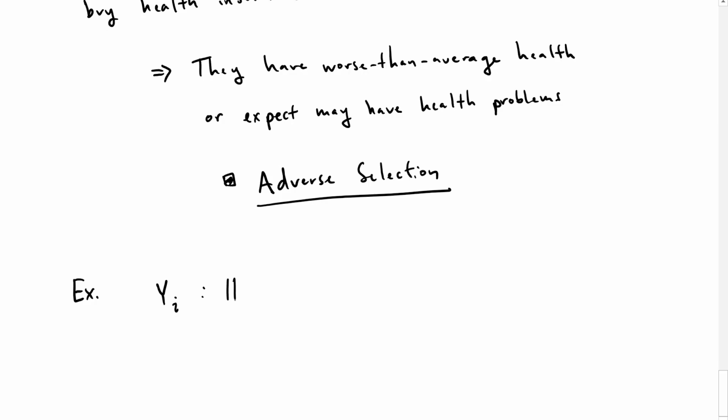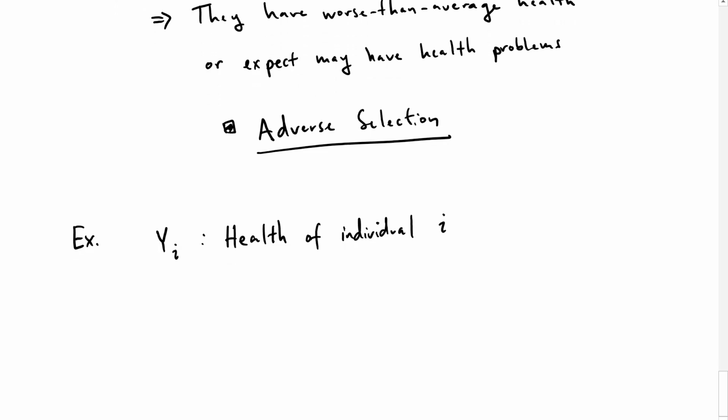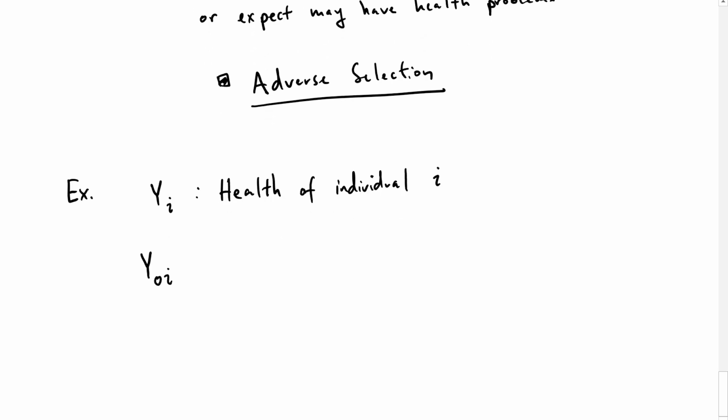This is the health. It's an outcome variable. This is the health of individual i. So the subscript i stands for the person. And then we're going to add another subscript. It's either going to be a 0 or a 1. And that's going to denote whether or not somebody has insurance. So it's the health of individual i, and if it's 0, it's the health of that person without health insurance. If it's a 1, it's the health of that person with health insurance.